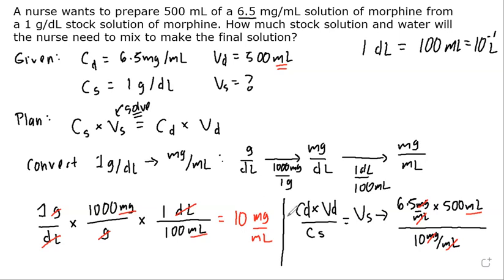And I get 325 milliliters. Now, if we check our sig figs, we only had 1 sig fig here. Our metric system conversions were infinite, so we end up with 1 here. We have 2 sig figs here, 1 sig fig in 500, 1 sig fig here. So we should round this to 1 sig fig, 300 milliliters.